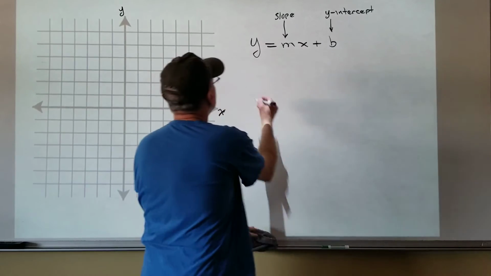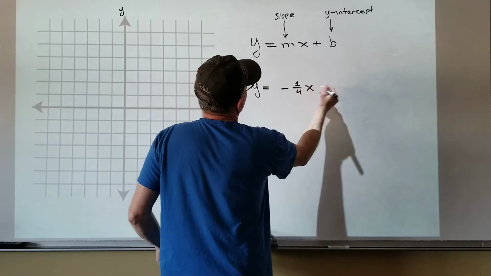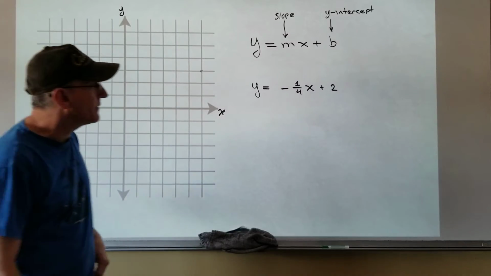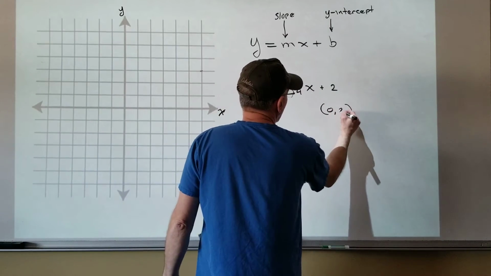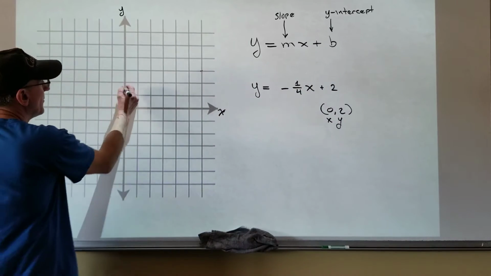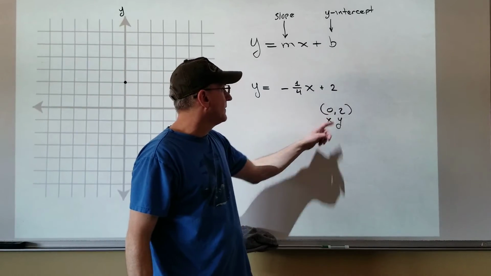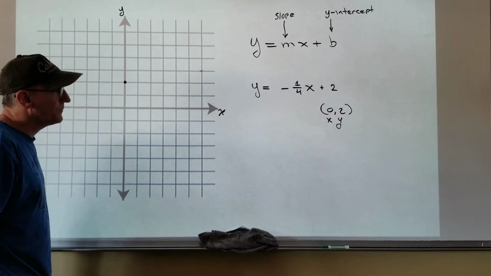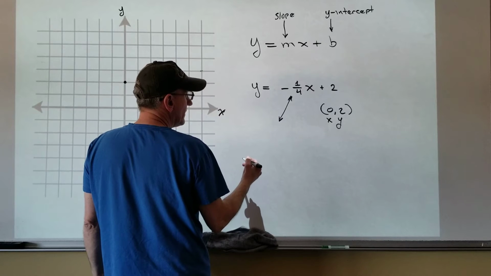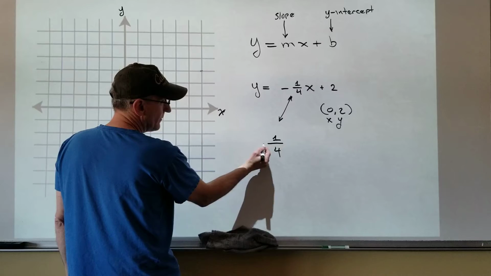A third example looks like this. You know where it starts, don't you? It starts at 0, 2. And you know that that's on the y-axis because, well, it's called the y-intercept. Any point that begins with 0 is found on the y-axis. What about the slope, though? Last time we had a negative 2/5. This time we have 1/4 with a negative sign out in front.